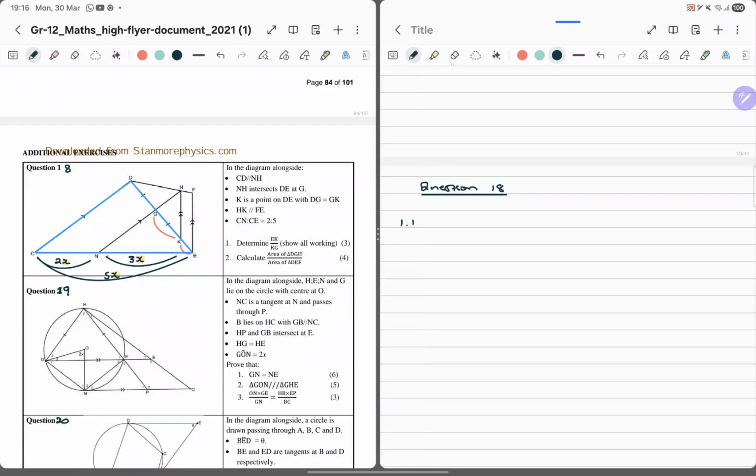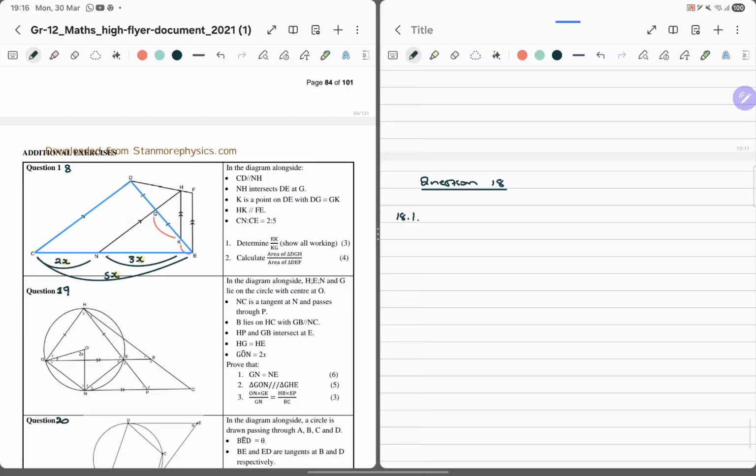Let's say this is 18.1, right? So what do we want, guys? We're going to say first, in triangle CDE.